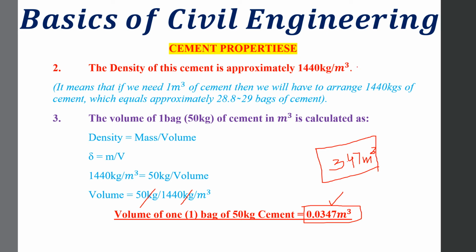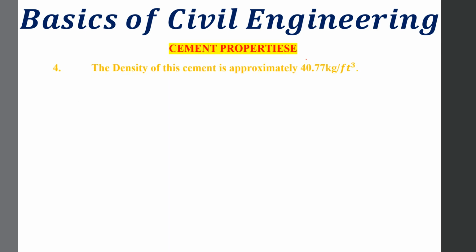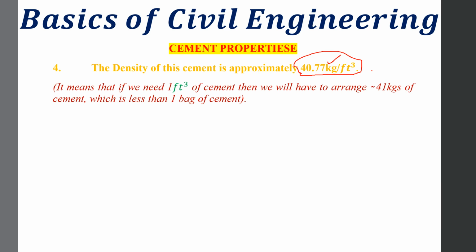So this was all about the density of cement in kg per meter cube and its volume for one bag, when the density of cement is 1440 kg per meter cube. But now, moving towards the units of kg per feet cube or lb per feet cube, I am writing here kg per feet cube, because we know the mass of a cement bag is 50 kgs. So to avoid confusion between lbs and kgs, keep in mind that this density of cement is in kg per feet cube. Simply, what does this mean?